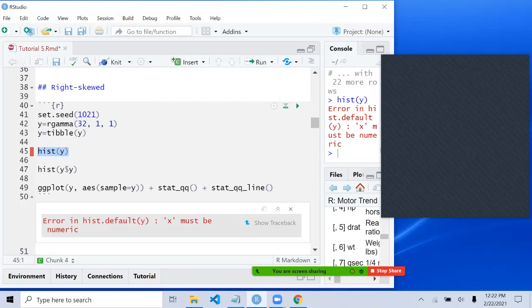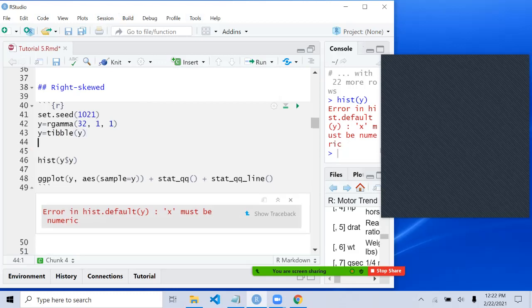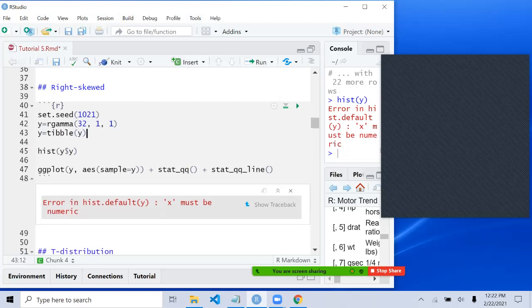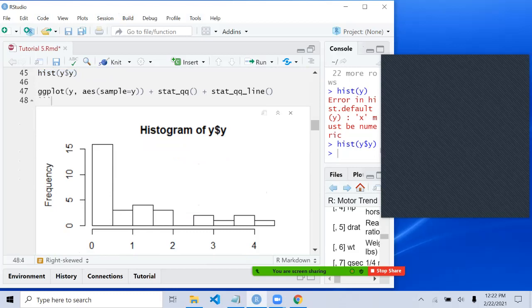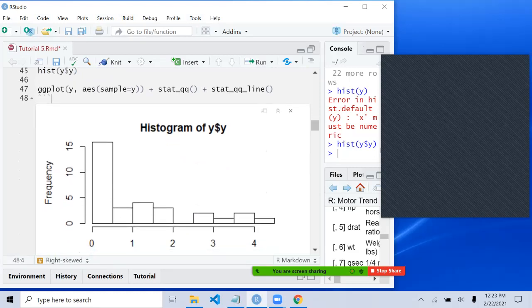So what I'm actually doing here is I'm pulling the vector y from the tibble y, basically. So this is why it's y$y. This is data frame y here, and I'm pulling the vector y. So when I run this, it actually works. That's why it looks like y$y. You might think, what the heck is y$y? But y is the actual tibble, and I'm pulling the vector. That's why it looks like that.